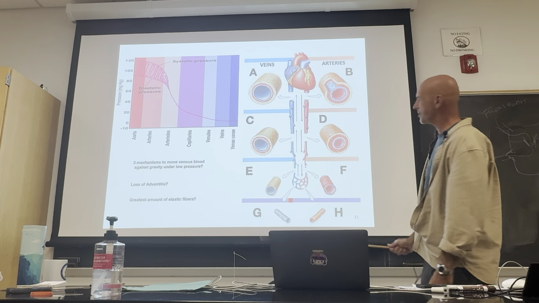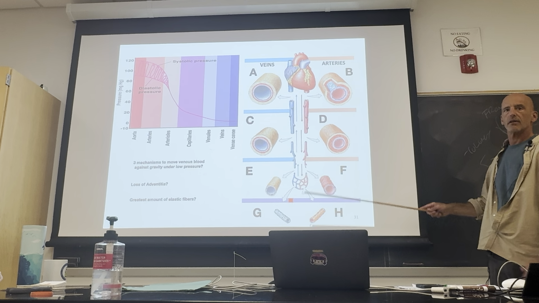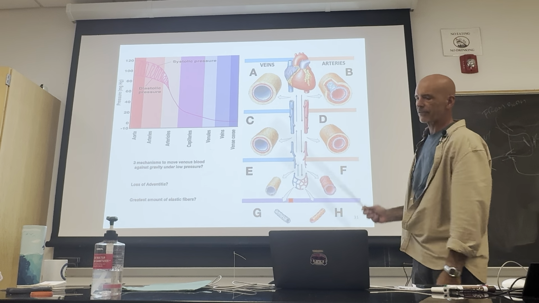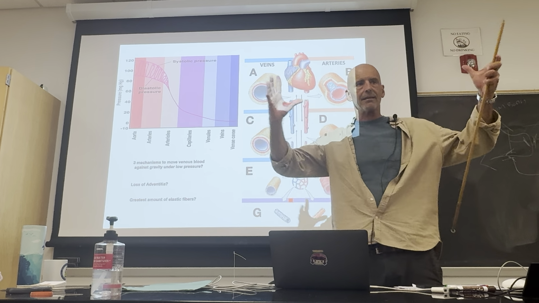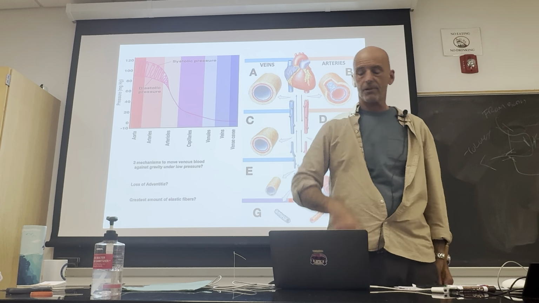You lose adventitia when you get to the arterioles and your capillaries, because they're embedded within the organ. And then your elastic arteries have the most elasticity. Remember the green balloon and all that, so you get a constant pressure. Everybody remember the green balloon?